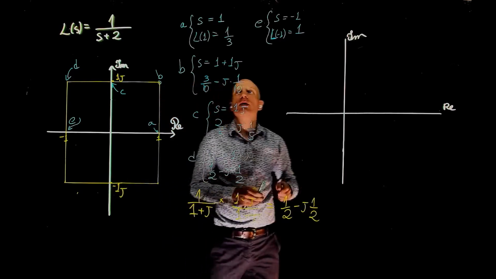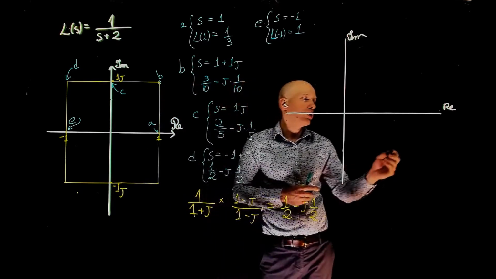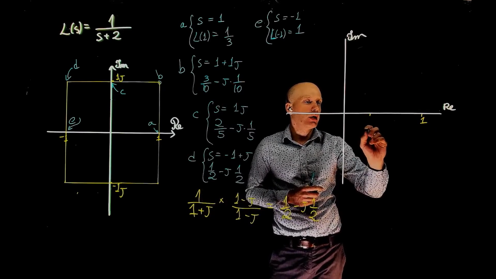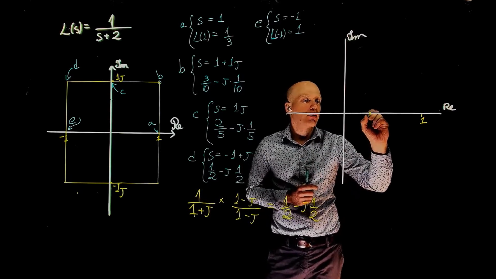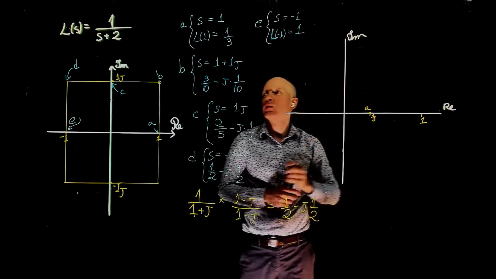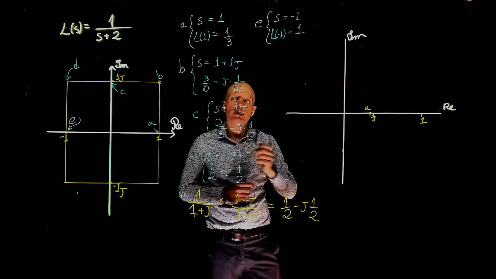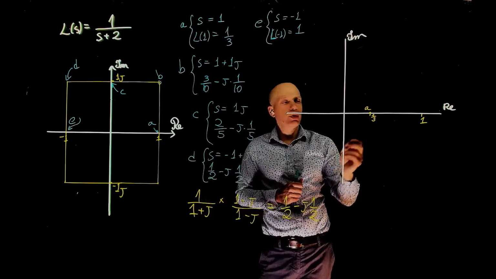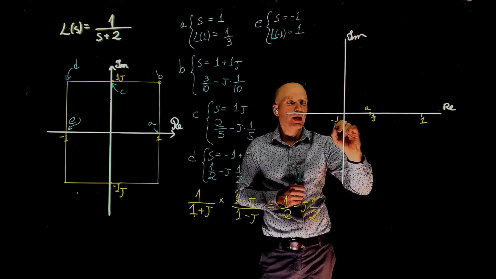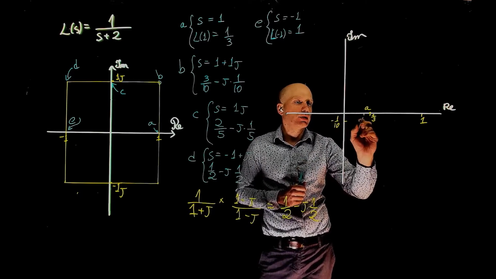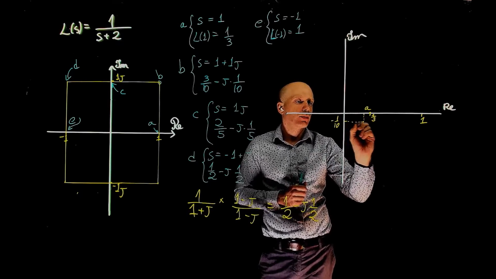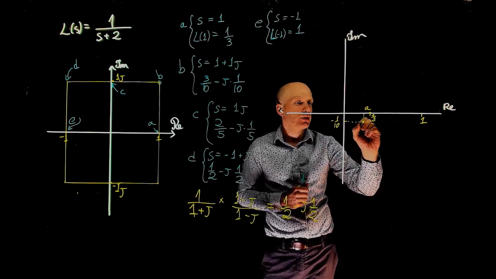Let's start with point A. At point A, we are at 1/3. So if we put 1 here, we should be 1/3 of the way around here. And this is point A. At point B, we are at 0.3 and -1 over 10 for the imaginary part. And you are at 0.3 on the real axis. So this is point B.